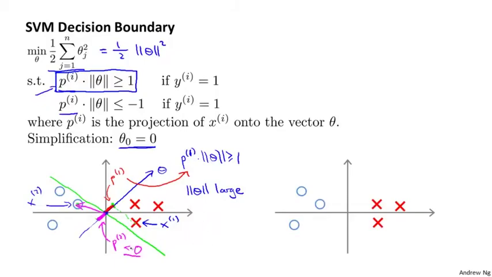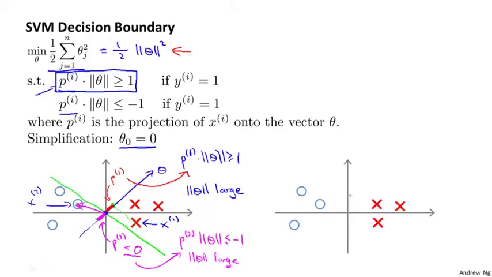And similarly, for our negative example, we need p2 times the norm of theta to be less than or equal to -1. And we saw in this example that p2 is going to be a pretty small negative number. And so the only way for that to happen as well is for the norm of theta to be large. But what we're doing in the optimization objective is trying to find a setting of parameters where the norm of theta is small. And so this doesn't seem like such a good direction for the parameter vector theta.